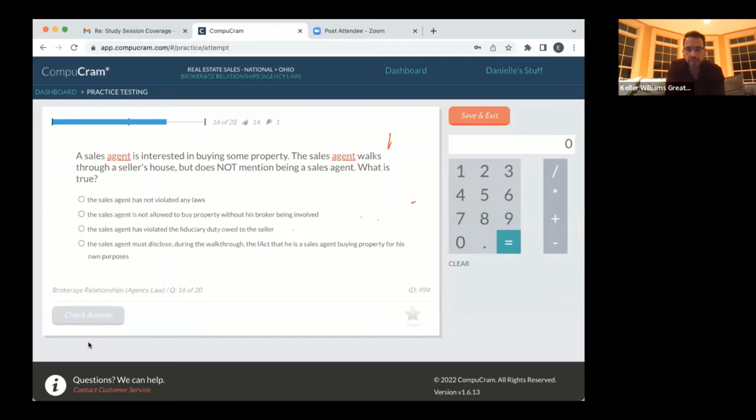A sales agent is interested in buying some property. A sales agent walks through the seller's house, but does not mention being a sales agent, which is true. A, the sales agent has not violated any laws. B, the sales agent is not allowed to buy the property without his broker being involved. C, the sales agent has violated the fiduciary duty owed to the seller. Or D, the sales agent must disclose during the walkthrough the fact that the sales agent is buying it for his own purposes.